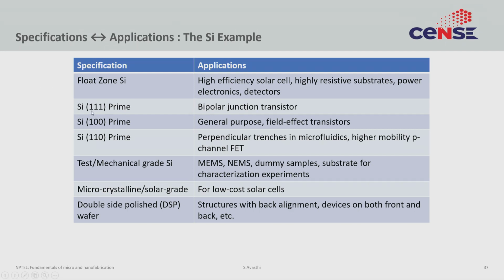Whether you use 100 or 111 or 110 really depends upon the application you want. It's easier to make 111, it is harder to make 110, so you pay for the extra effort if your application requires it. Then what is test and mechanical grade? This is the wafer that you get from the other end of the ingot that probably has more impurities. So if you do not care about the electronic properties and just the mechanical properties of silicon, maybe this is good enough for you. For even lower grade, you can go to a microcrystalline, and in certain applications you want to polish both the sides, which is what a double side polished wafer is.